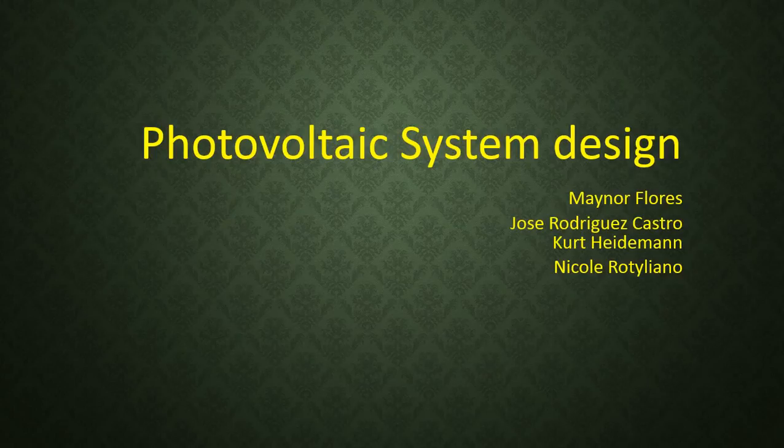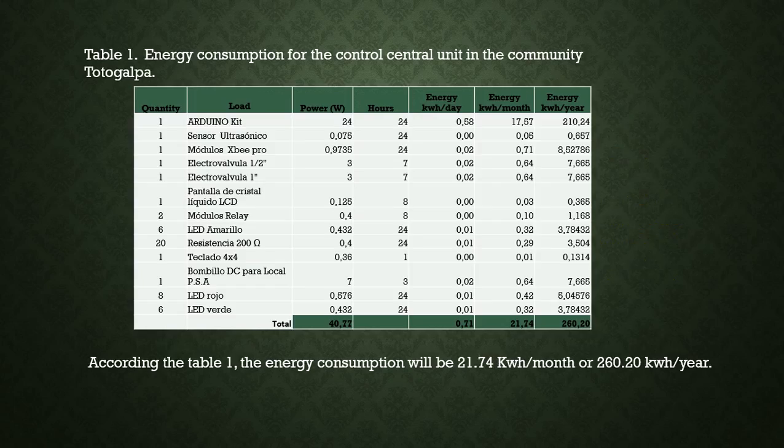Today I'm going to explain about the photovoltaic system design. Here we have the energy consumption for the control central unit in the community of Totogalpa. According to table 1, the energy consumption will be 21.74 kilowatt hour per month or 260.20 kilowatt hour per year.